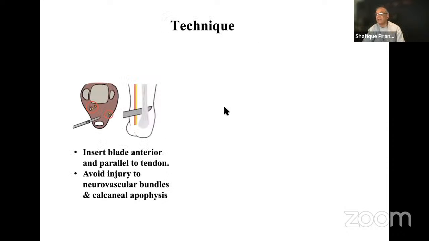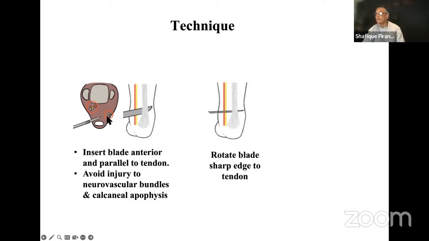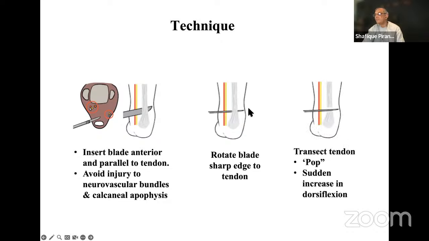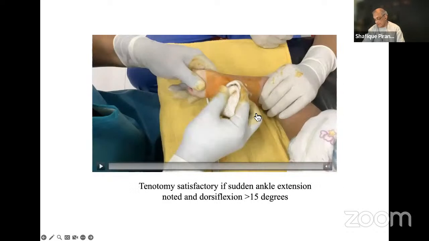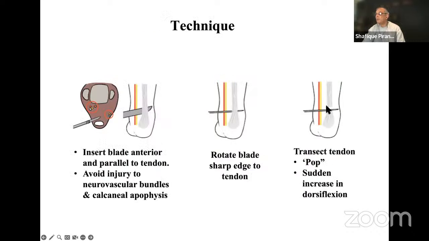Surgeon then inserts the blade parallel to the tendon from a medial side, staying away from the neurovascular bundle. You can see, aiming for that fat space right there. Then you turn the blade 90 degrees to make the sharp side towards the tendon. And as you approach the tendon with the blade, you'll experience a pop where the tendon is transected and there's a sudden increase in dorsiflexion.